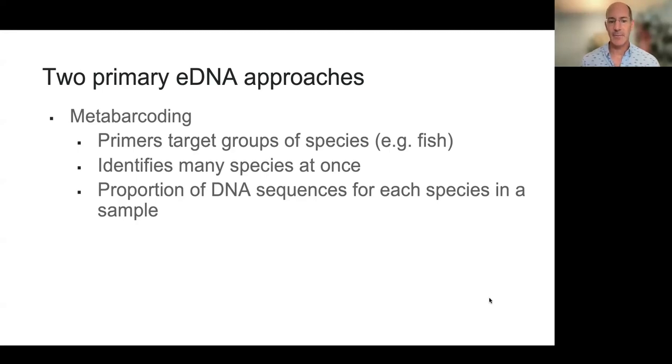Those primers typically target larger groups of species. For example, there are some designed to look at a small section of DNA that's really good for telling apart fish species. Or there are universal primers that target sections of DNA that might help you tell apart fish, but also lots of kinds of invertebrates and other things.